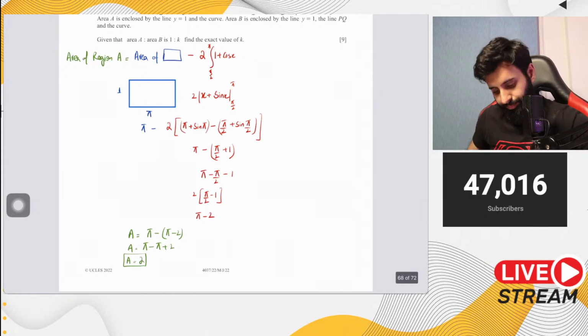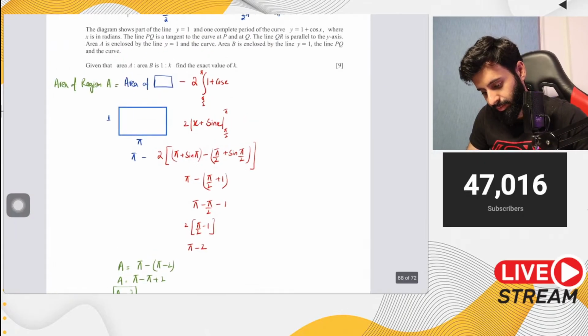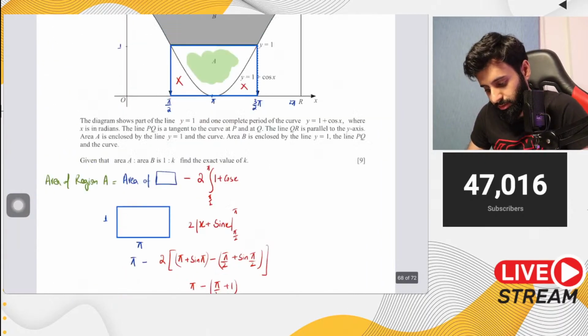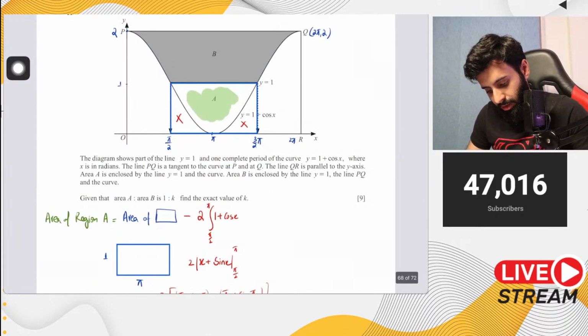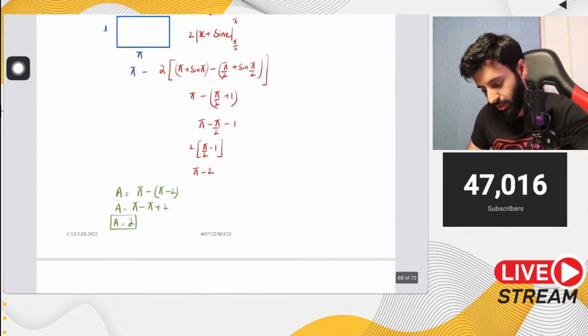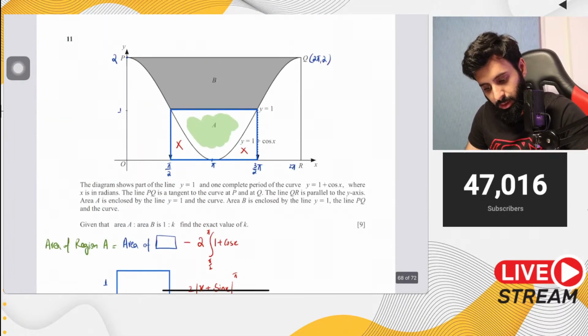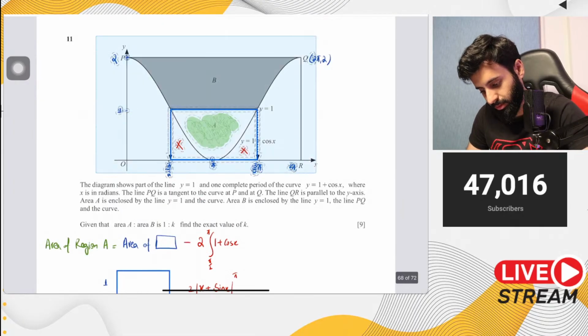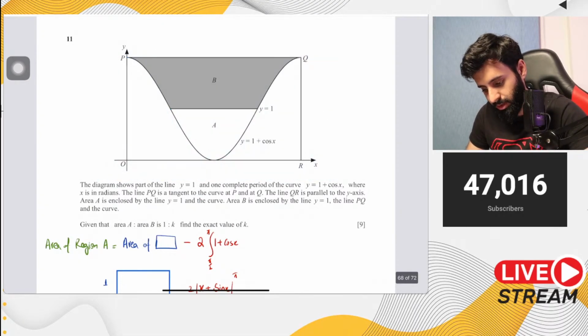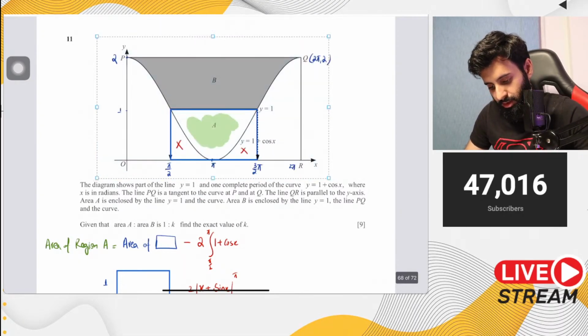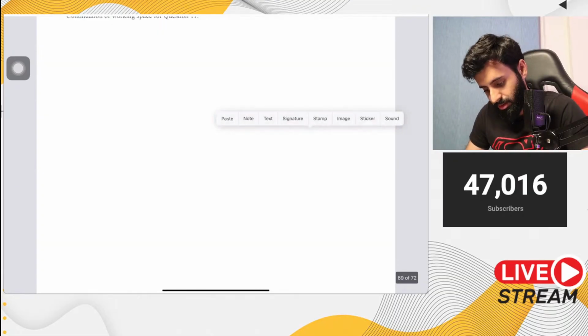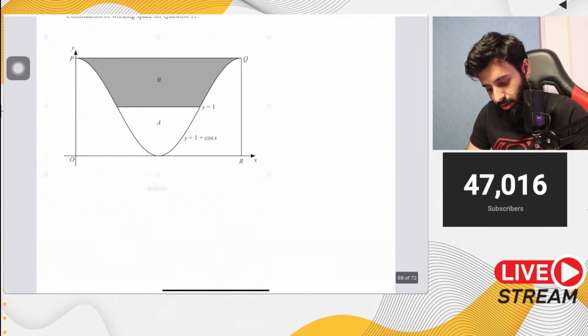Okay, so that's A. Now let's talk about B. You have plenty of space given over here. Now I'm going to bring my attention towards B. So I'm going to clean this up, copy this, erase it, and let's find the area of B.